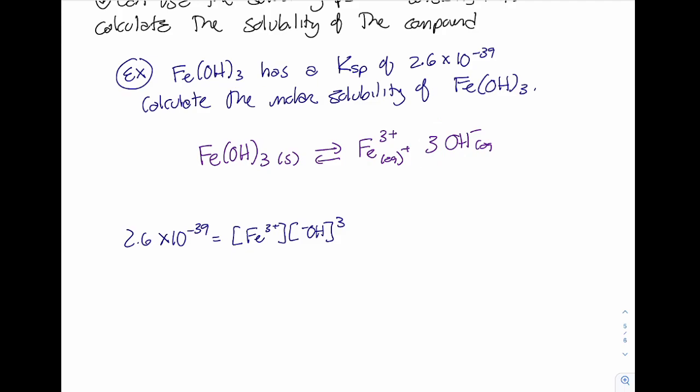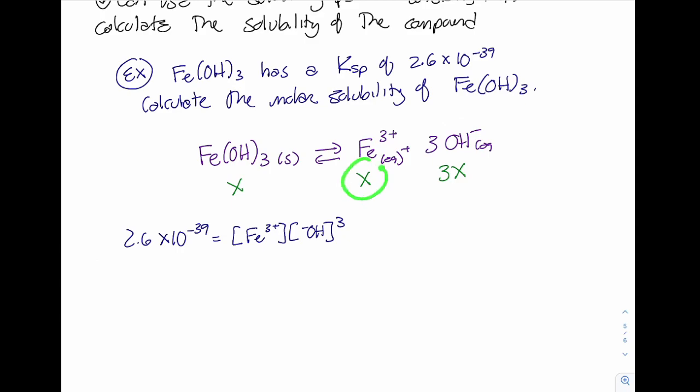And then I don't know what the solubility is, right? That's what we're solving for. We have no idea what it is. So we're going to call that X. Because for every one of these, there's one of these. If iron 3 hydroxide is X, iron 3 plus is also X, right? It's a 1-to-1 relationship. And then I have 3 hydroxide ions. So this is actually going to be 3X, right? For every one of these, there's 3 of these, so 3x.